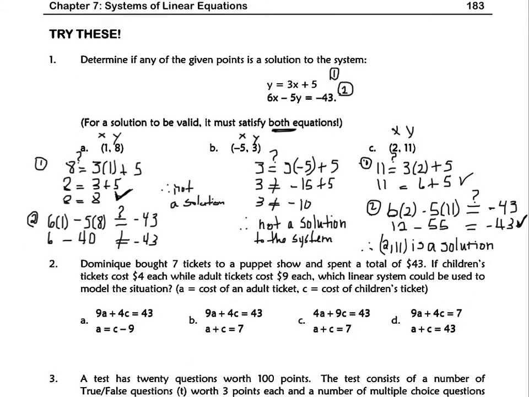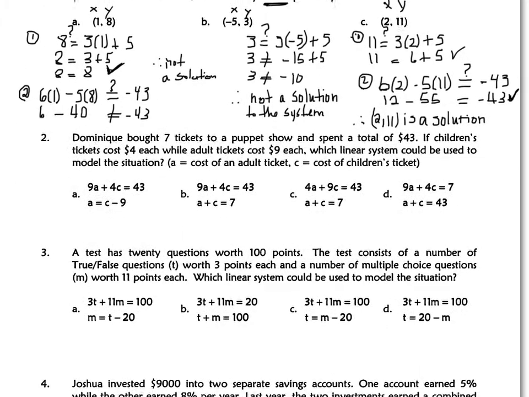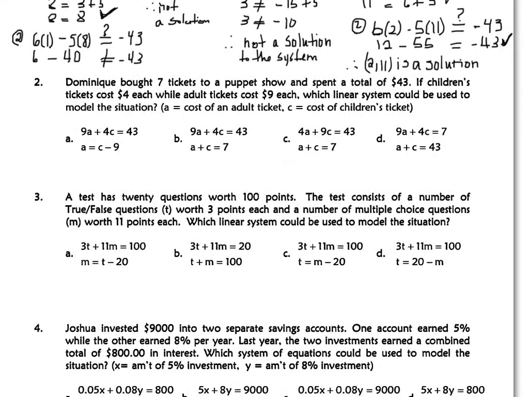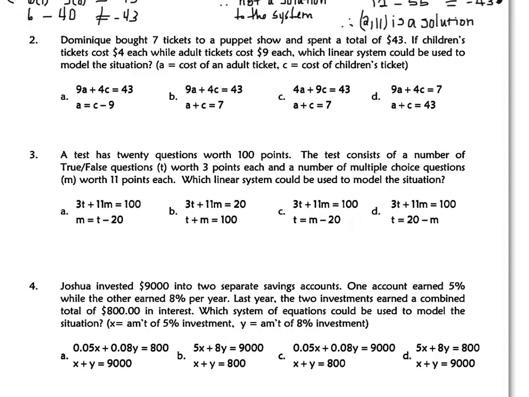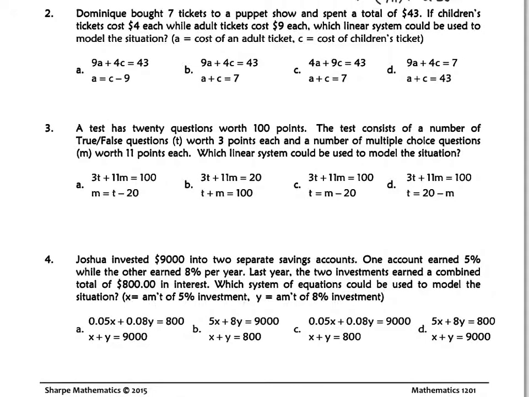Okay, so the next question is going back to coming up with the right equations to match your information. The first example there, number 2, gives you the information. Dominique bought 7 tickets to a puppet show and spent a total of $43. Children's tickets cost $4 each, while adult tickets cost $9 each.